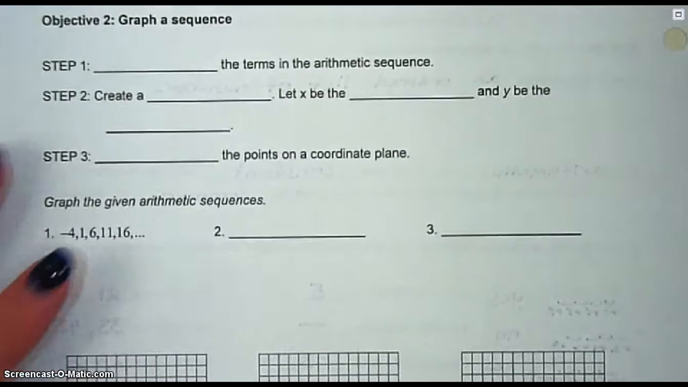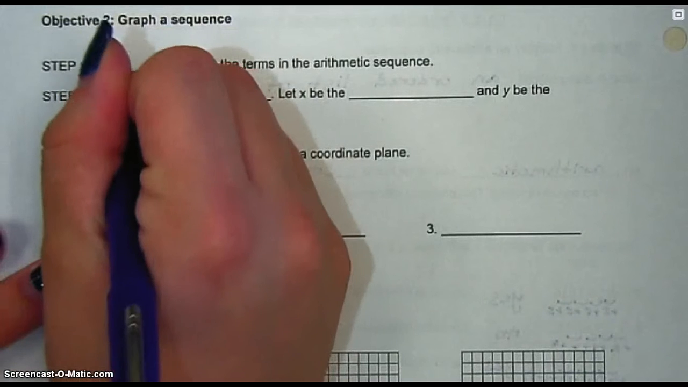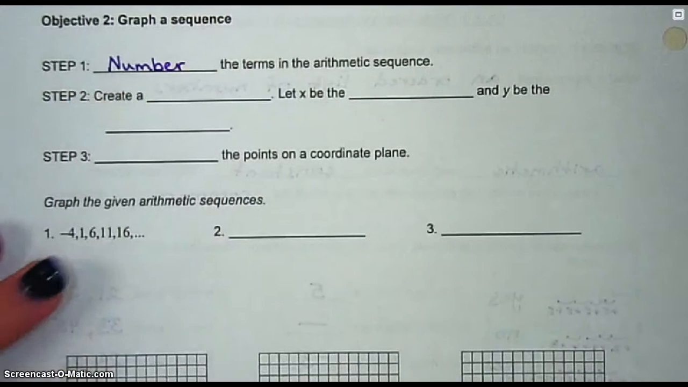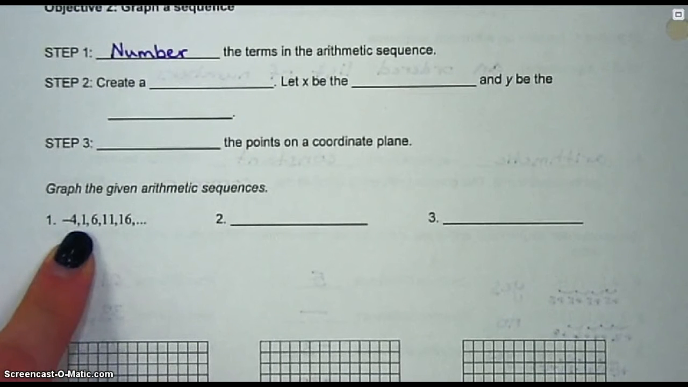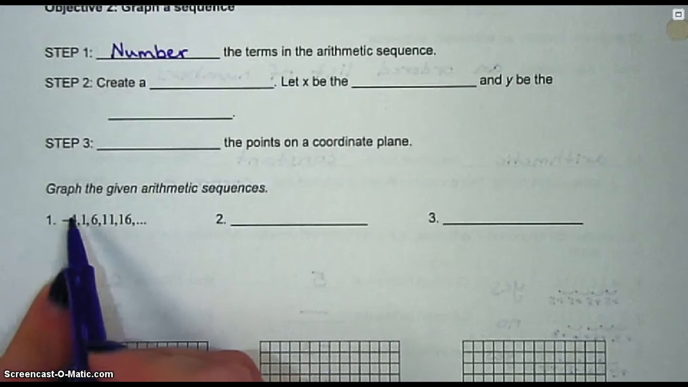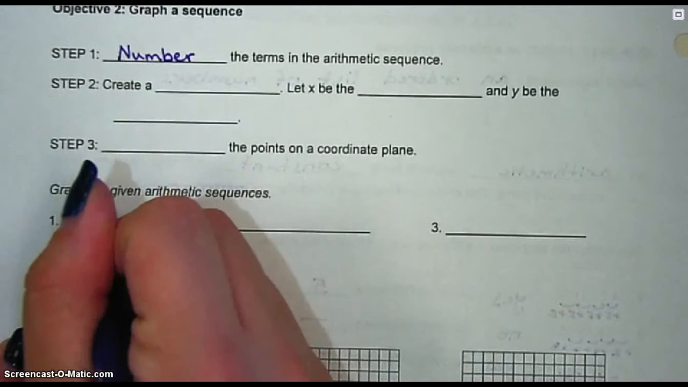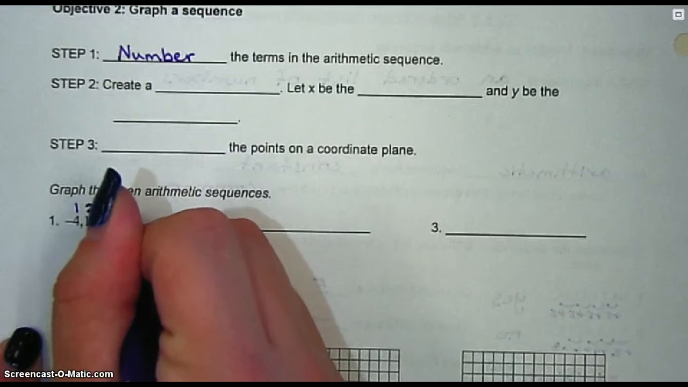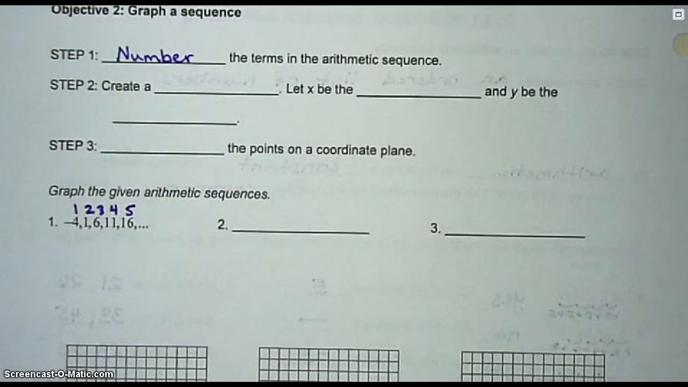Next thing we're going to do is actually graph a sequence. So when you're graphing a sequence, the first step is to number the terms in the arithmetic sequence. So to number it means same numbers you count. So for example on number 1 here, I'm counting these terms. Negative 4 is a term, 1's a term, 6 is a term, etc. So negative 4 is number 1. That's my first term. 1 is my second term. 6 is my third term. 11 is my fourth. And 16 is my fifth term. I have 5 terms. I numbered them. 1, 2, 3, 4, 5. That's what step 1 means.